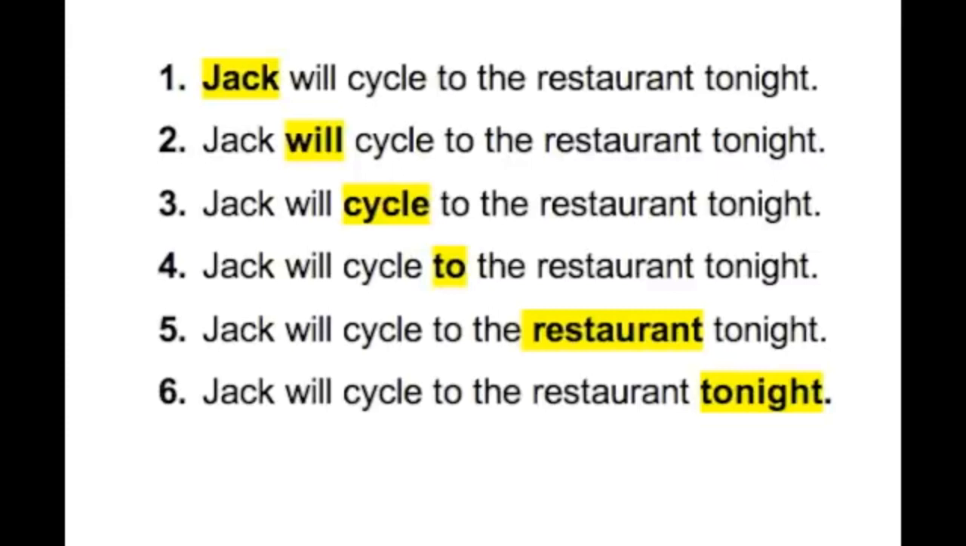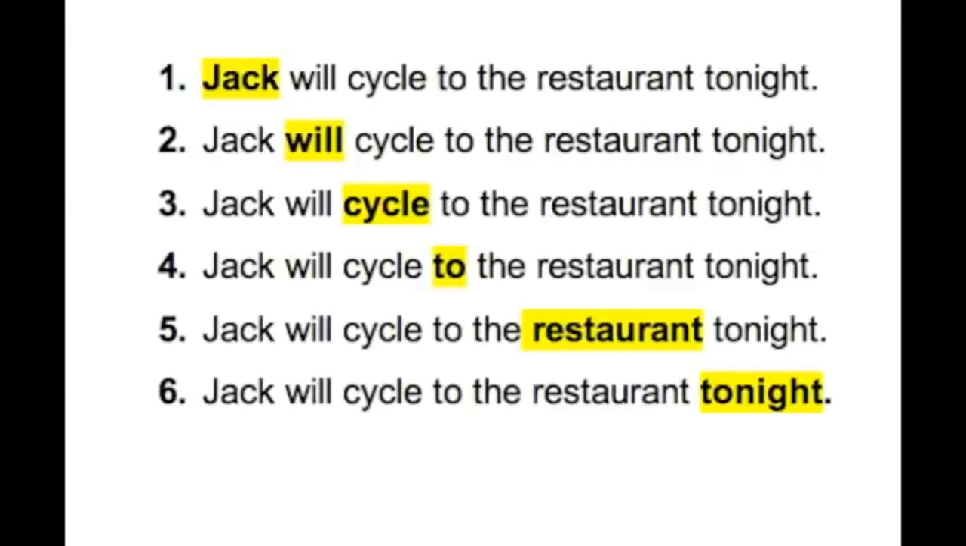Let's go back to sentence number 1. Jack will cycle to the restaurant tonight. Sentence 2. Jack will cycle to the restaurant tonight. It's clear the difference in the meaning, isn't it? Sentence number 3. Shift the emphasis to cycle. Not drive or walk, cycle. Jack will cycle to the restaurant tonight. It's clear where the emphasis of this sentence lies.